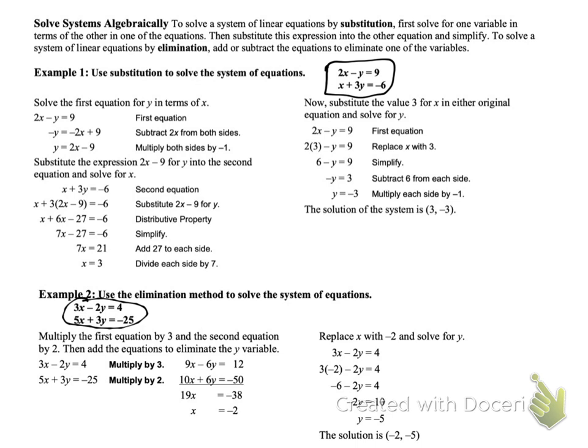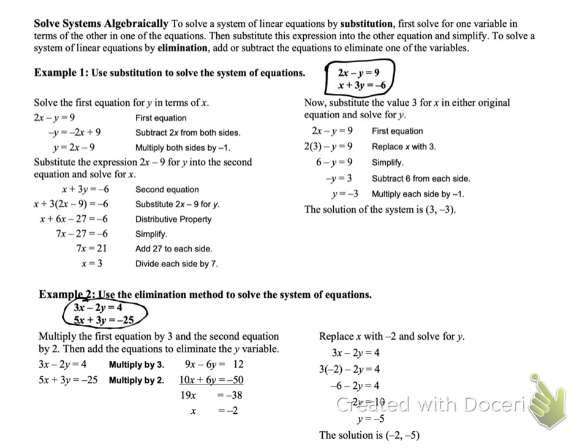So when I add those two equations together, it will eliminate the variable y. Add them together, the y is gone. That leaves me with 19x equals negative 38. Divide by 19. x would equal negative 2.